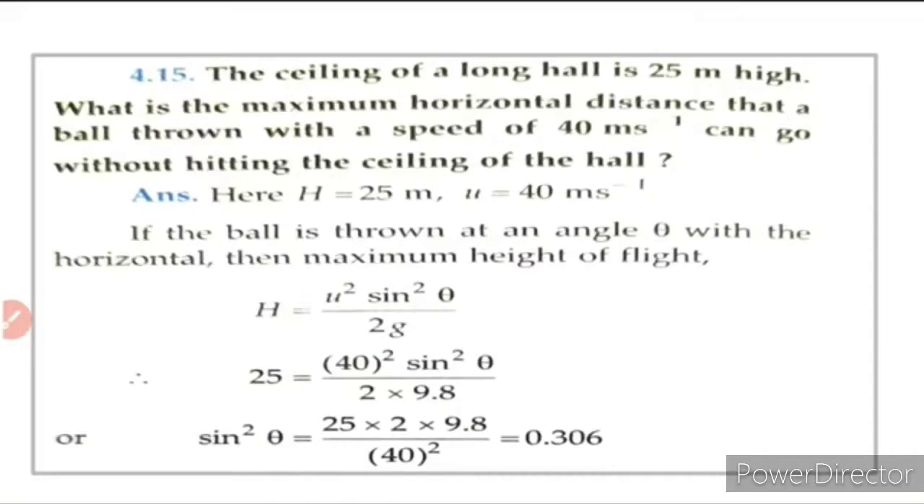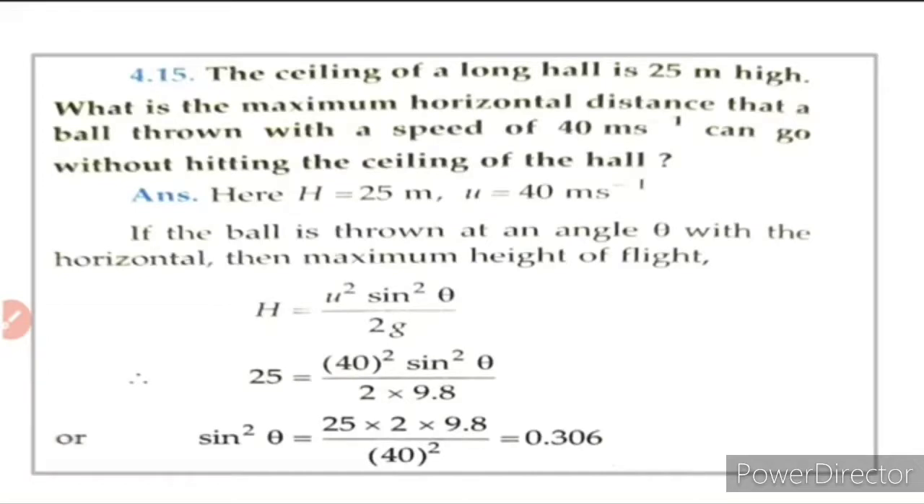Now this is a question from the exercises, that is 415. The ceiling of a long hall is 25 meter high. What is the maximum horizontal distance that a ball thrown with a speed of 40 meter per second can go without hitting the ceiling of the hall?